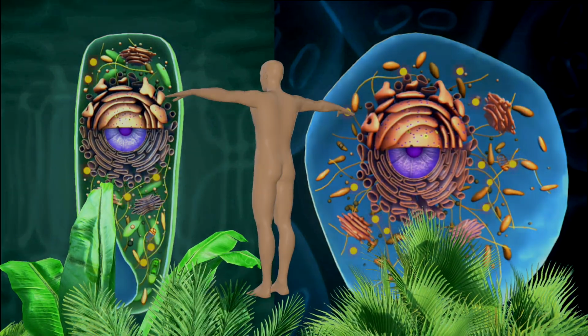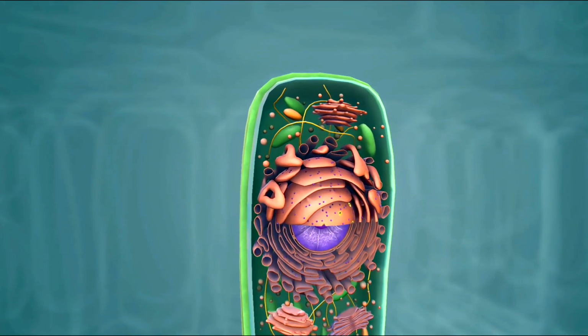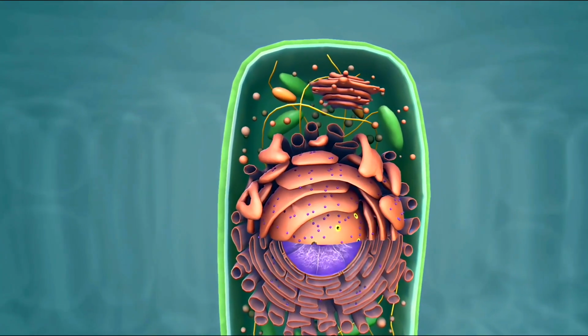We've covered the similarities between animal and plant cells. Let's revisit these shared features with the help of this diagram. Now, let's focus on some of the additional structures that are unique to plant cells.